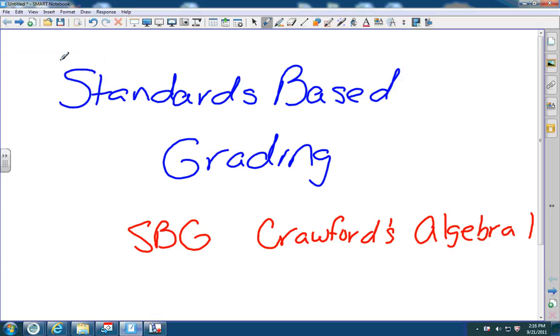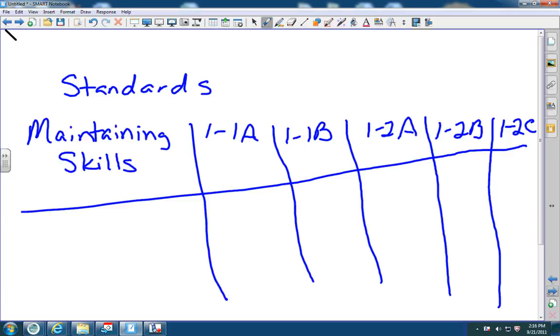Hi there. I'm going to try and explain to you how standards-based grading works, at least in my classroom, the best I can right now with what I have without showing somebody's exact grades. Let me go to the next board. First off, in standards-based grading, we have different standards for different units.